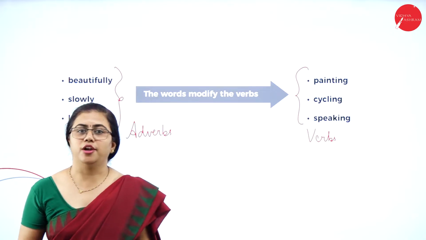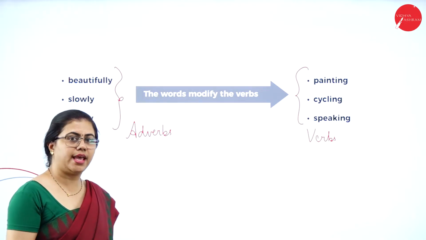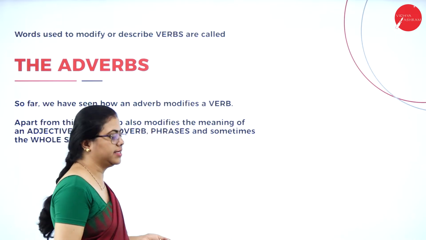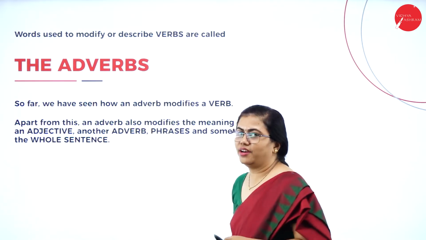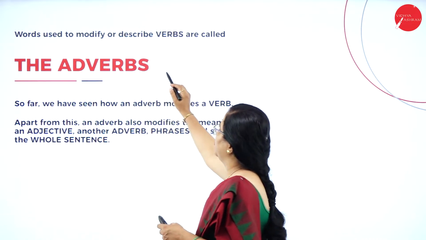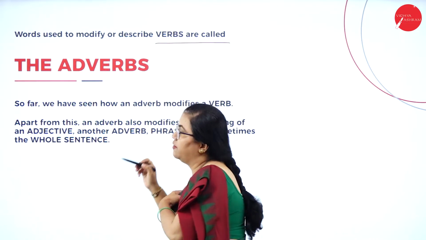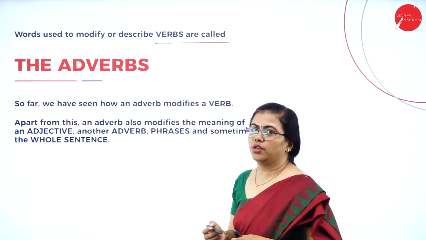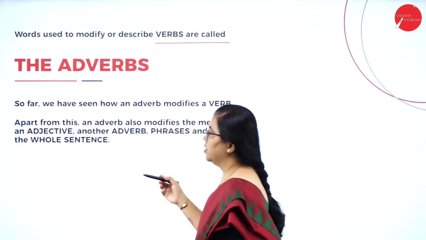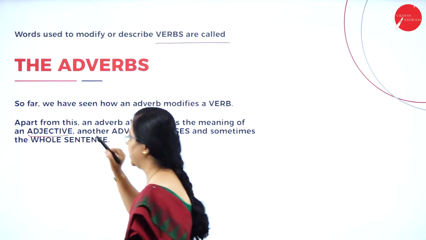What else does an adverb do? That is what we have to understand. According to the further knowledge we are going to learn now, so far we have learned only that adverbs are words used to modify and describe verbs. Here, an adverb can also modify an adjective.